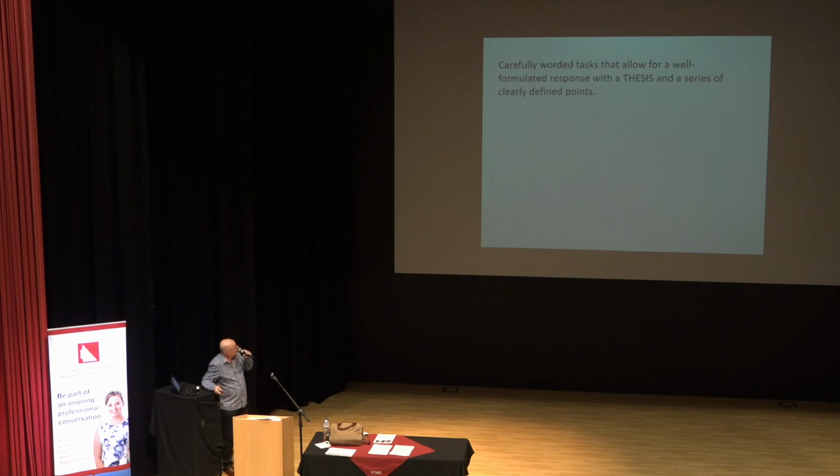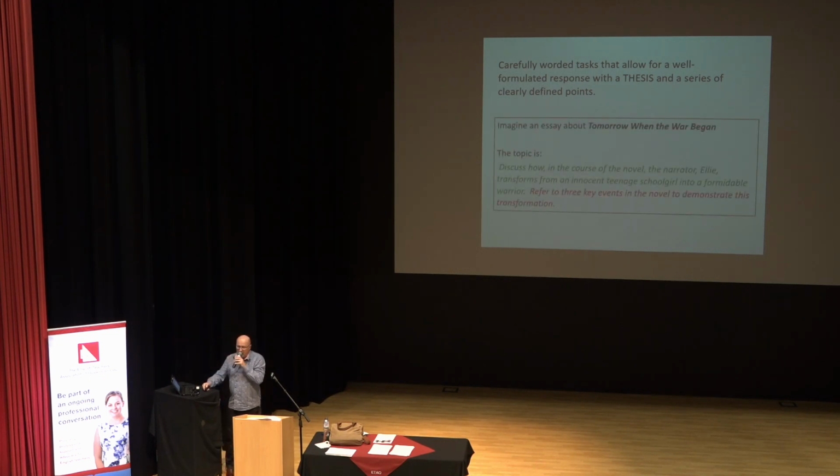What else do we learn? Okay, let's carefully word our tasks that allow for a well-formulated response with a thesis and a series of clearly defined points. So this is an oldie but a goodie, I think. Tomorrow When the War Began. Discuss how in the course of the novel, the narrator, Ellie, transforms from an innocent teenage schoolgirl into a formidable warrior. Refer to 3 key events in the novel to demonstrate this transformation. Okay, bang, bang, bang. We've got our 3 paragraphs.